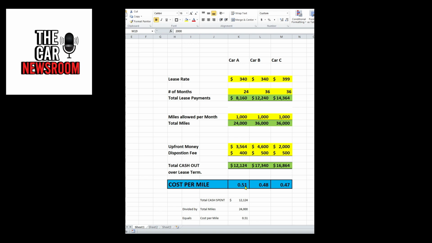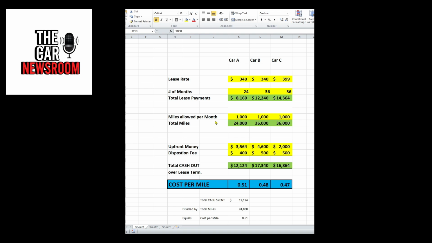We're going to assume that you're going to drive the car for the full 24,000 miles, because if you don't, then you're just giving money away, because you're entitled to drive that car for the full 24,000 miles. If you only drive it half that, then obviously this cost per mile is going to double. So you want to always drive your car the maximum amount of miles that you can drive, because they're not going to give you any money back if you drive less miles when you turn that car in.